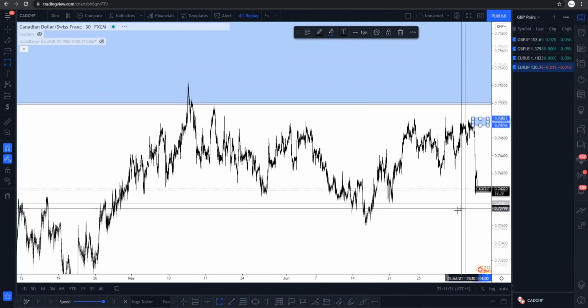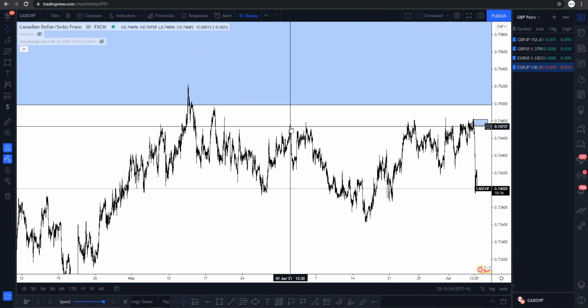But yeah, that's generally how I swing, and how I catch these big moves.